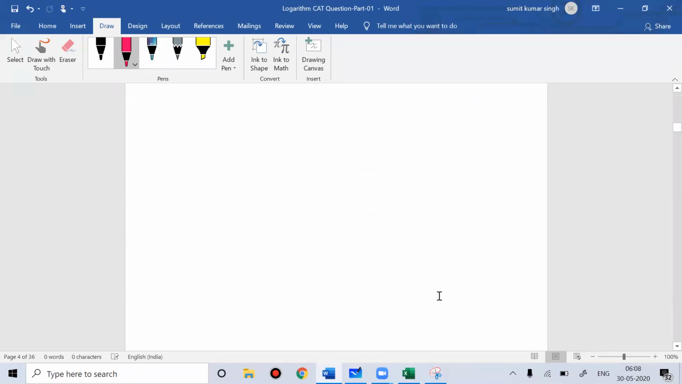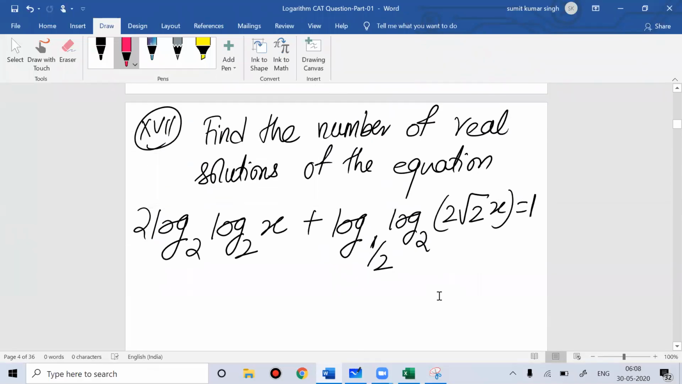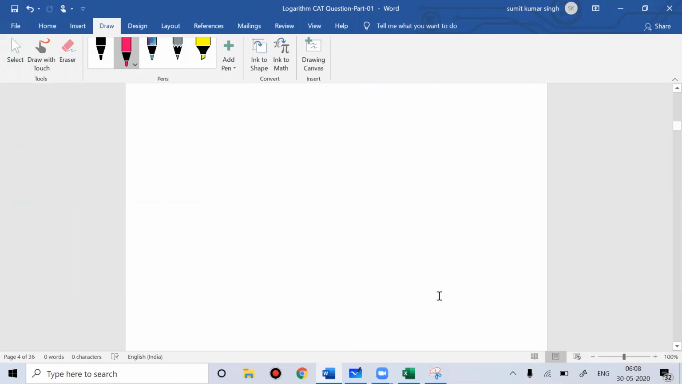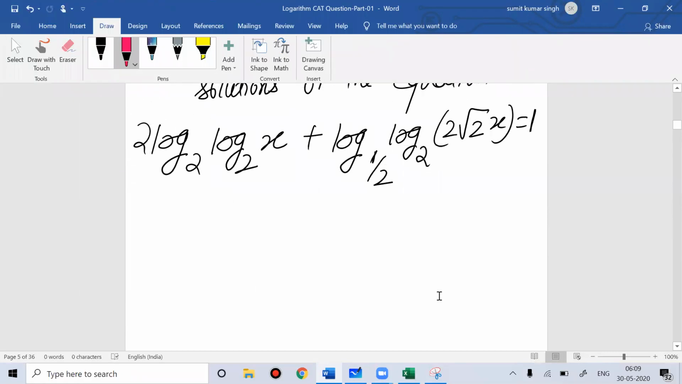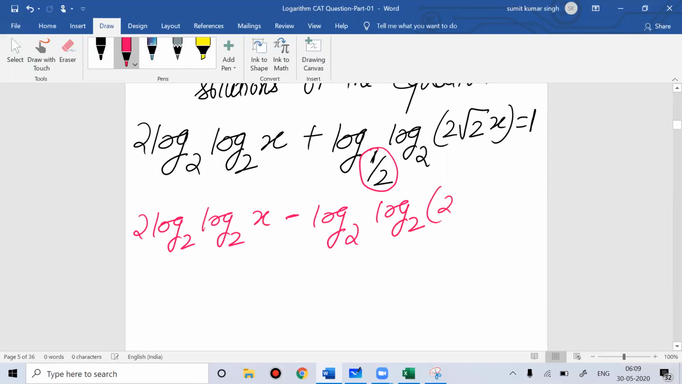So the last question. Find the number of real solutions for the equation. This is the equation. You can pause the video and try to solve this question. Any moment of time, you can pause the video. So I can write this as 2 log base 2 log base 2 x. Here if you notice, this is 1 by 2. So I can write minus log base 2 log base 2 root 2 x equal to 1.